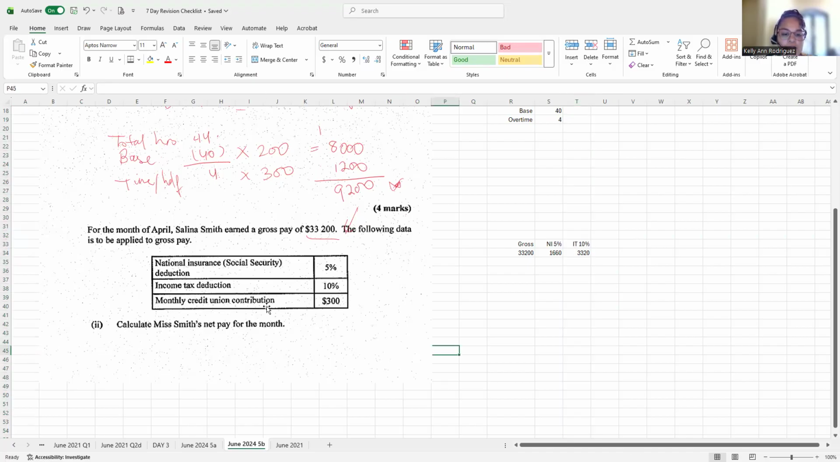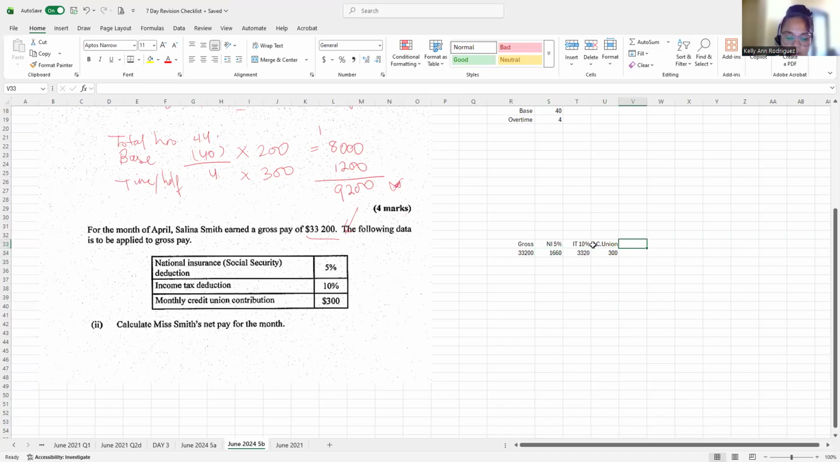Monthly credit union contribution is 300. So that is a fixed amount. Her credit union is $300, so you didn't even have to calculate that. What will be her net pay? Her net pay will be her gross minus all the deductions.